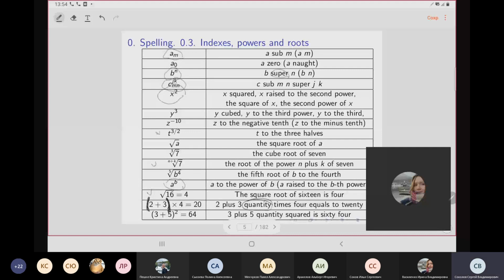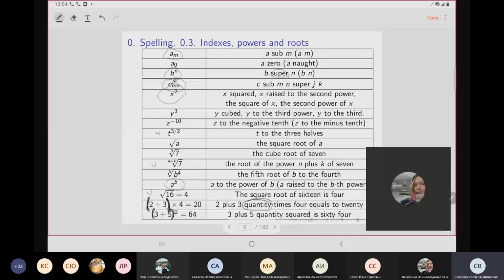Quantity means this action is in the braces. 2 plus 3 quantity times 4 is 20, or times 4 equals 20. Or like this, 3 plus 5 quantity squared is 64. So if we want to stress that this sum is raised to the second power, we say quantity before the power.